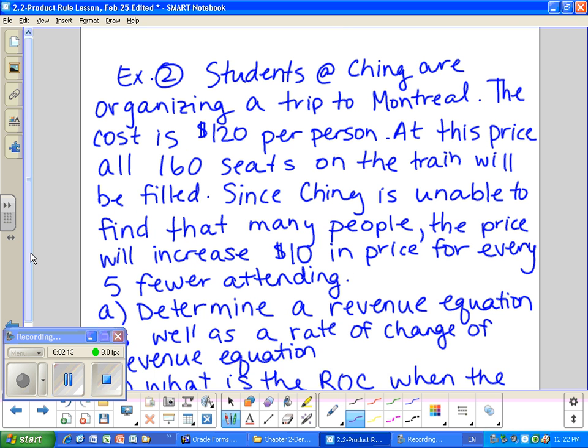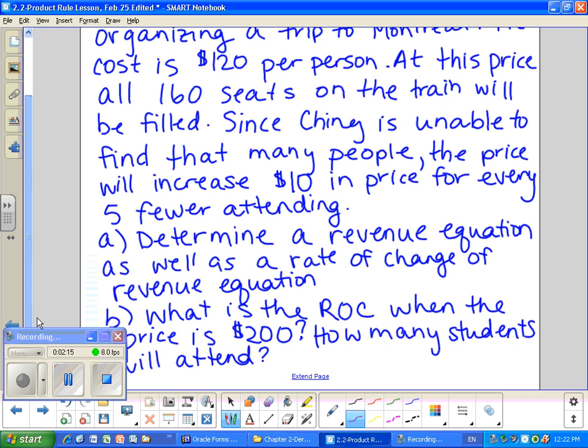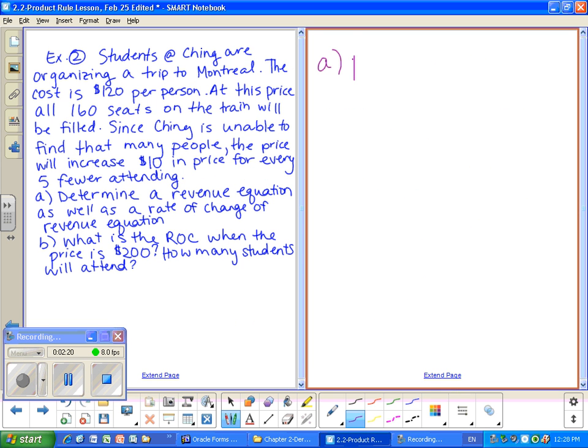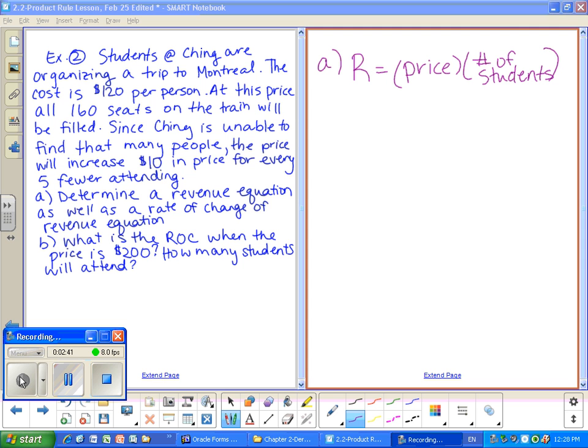All right, so here's our example number 2. Our equation will always be for revenue, the price times the number of, in this case, students. So the second bracket will change. It could be the number of items, it could be the number of customers, but for us, we're looking at the number of students that are going. So now that we have that, we can take our pieces of information and we can sub it into the part of the function that we know.